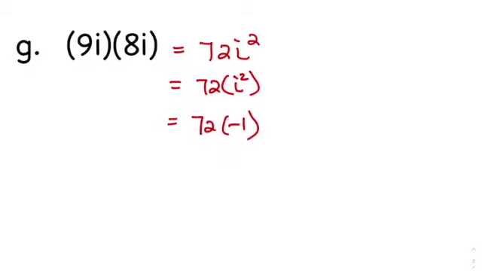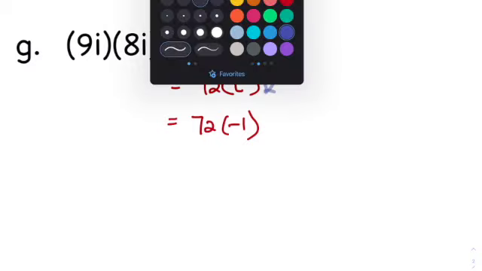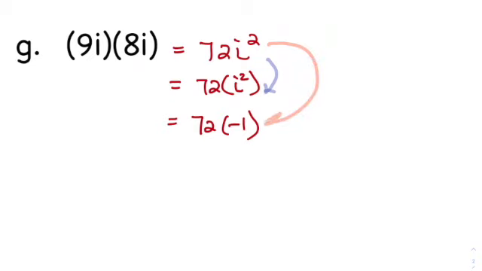Eventually, you don't have to write this step. That is unnecessary. You can go directly from this step to here or even to your answer. So in this case, that's just negative 72. And that's your answer for this problem. Here's the answer, negative 72.